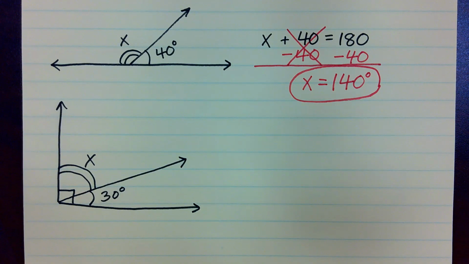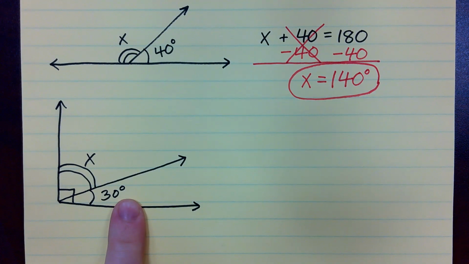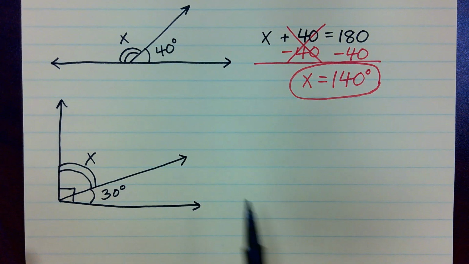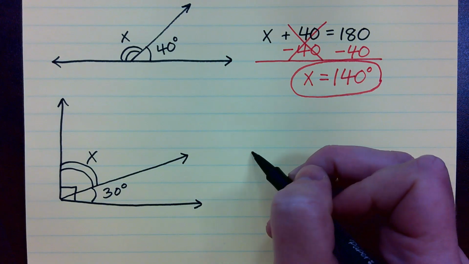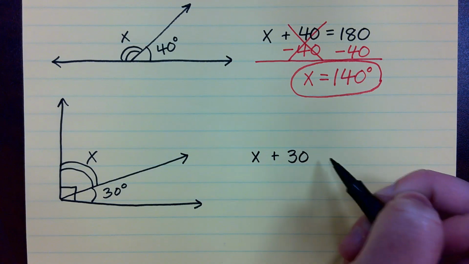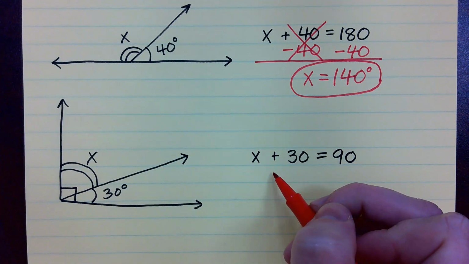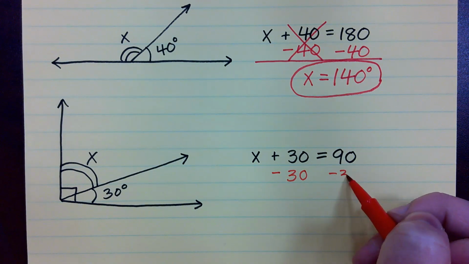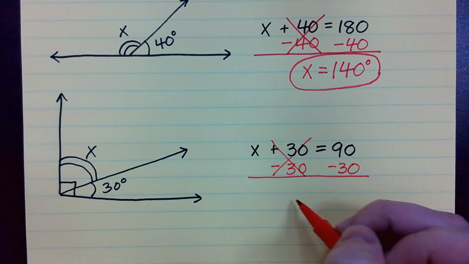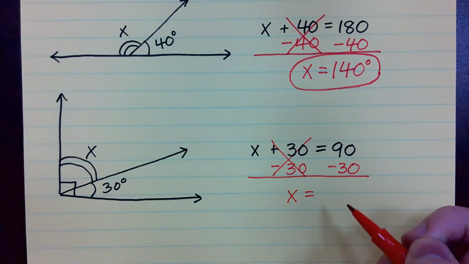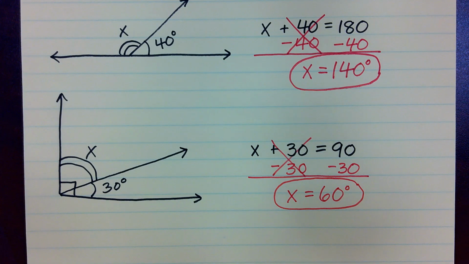90 degrees minus the 30, exactly. So let's set this up as an equation. I know that 30 degrees plus X is 90 because it tells me here that there is a box. This is 90 degrees total. So X plus 30 equals 90. And same process. We'll subtract 30 from both sides. And I get X equals what? 60. Good job. 60 degrees. Perfect.